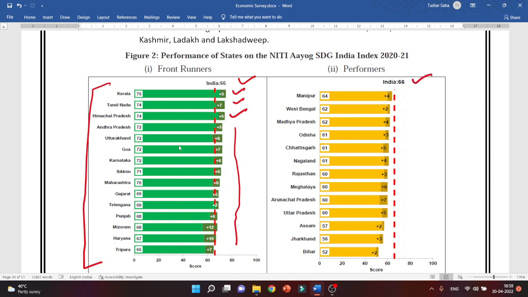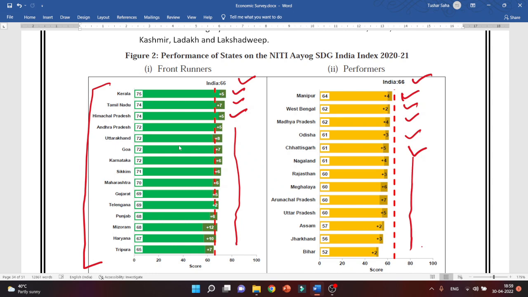So these are the performer states. In the performer category, Manipur is at 64. West Bengal is at 62. Madhya Pradesh 62, Odisha 61, Chhattisgarh 61, and so on.